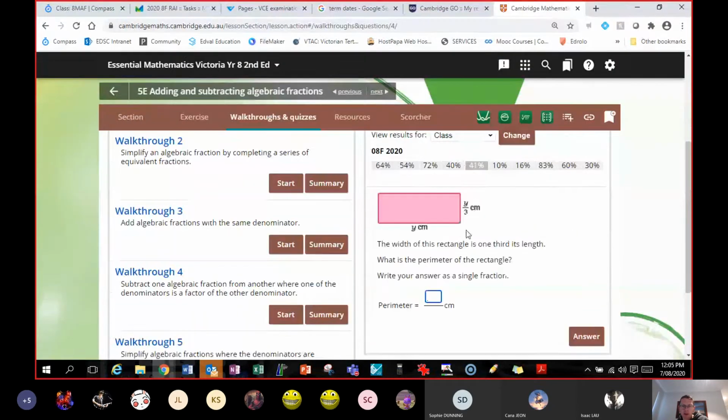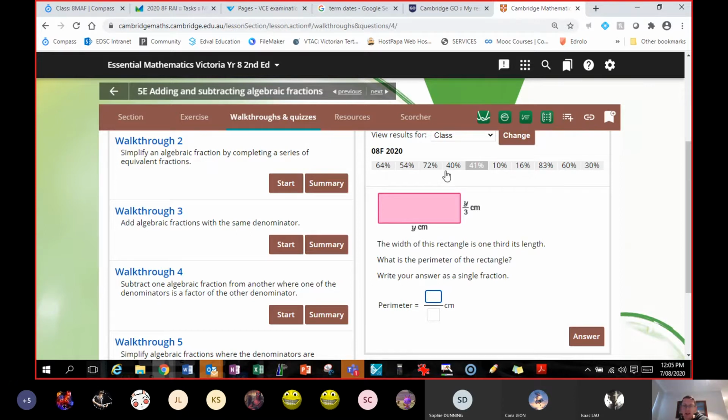Application question, which gets quite tricky. The width of this rectangle is 1/3 of its length, because if its length is y, this would be 1/3 of it. What is the perimeter of this rectangle?